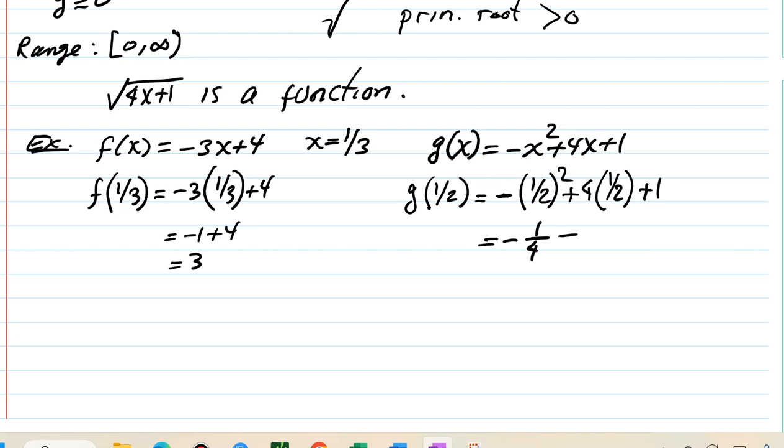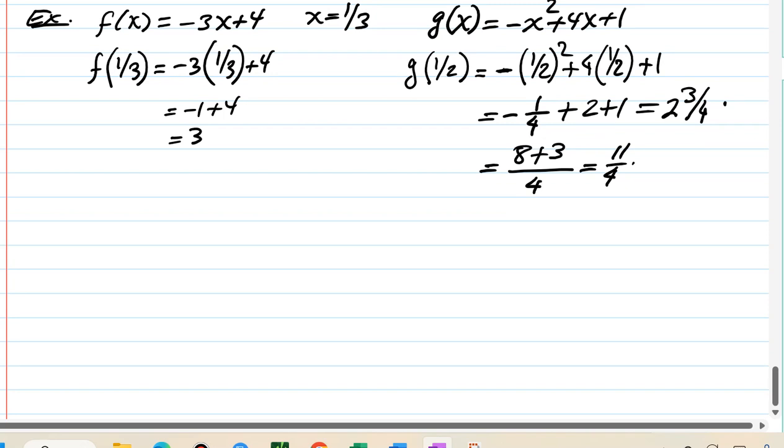All right, and plus 4 times 1/2 is 2. 2 plus 1 is 3. 3 take away 1/4 is 2 3/4. So there you go, that's g at 1/2. You're welcome to write it as a mixed number, or you can write it as an improper fraction. You multiply 4 times 2, 8, add 3, the numerator, to it, divided by 4, and we get 11/4. The last number, 11/4, is what we call an improper fraction, and 2 3/4 is what we call the mixed number. And there you have that one.